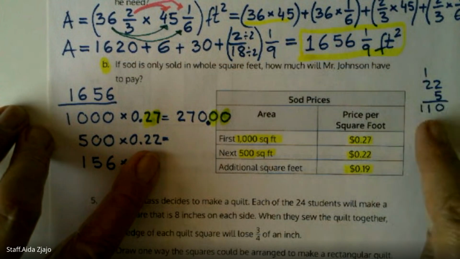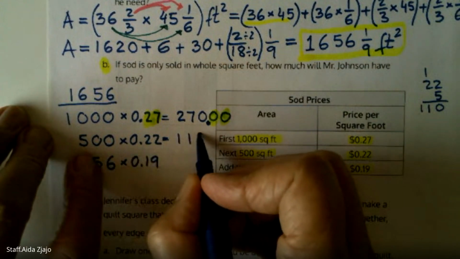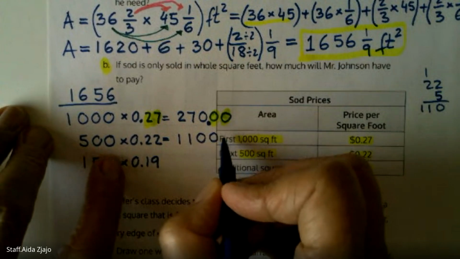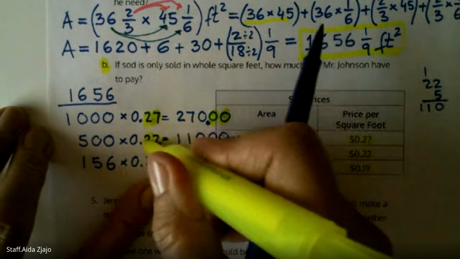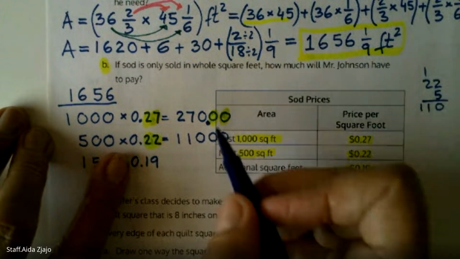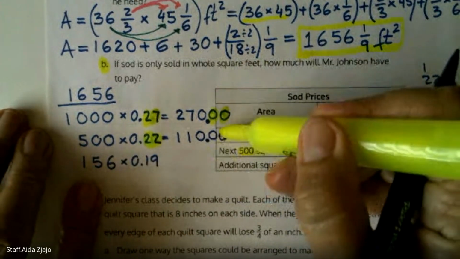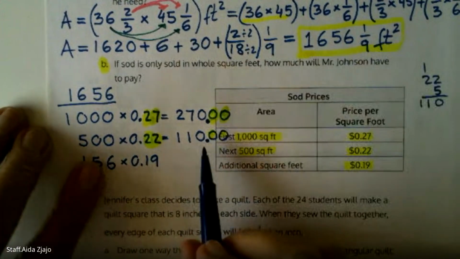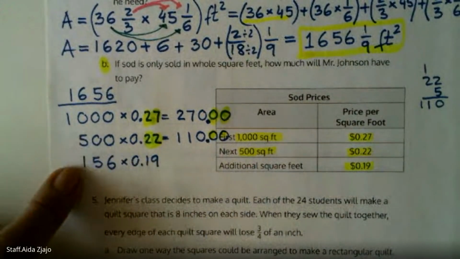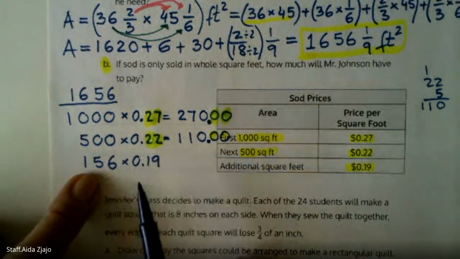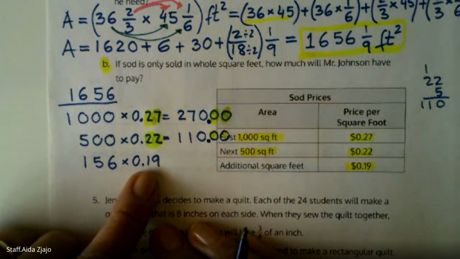Plus 1 is 11. So 110 hundreds. Okay, I'll need one more. Because these are hundreds, the decimal is going to be right here. So $110 he will pay for 500 square feet. And then we need to multiply 156 by 0.19, or 19 cents.